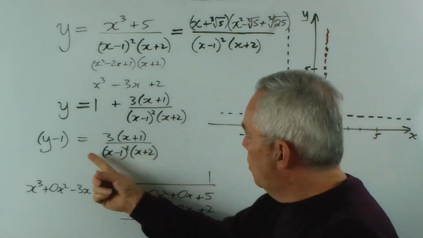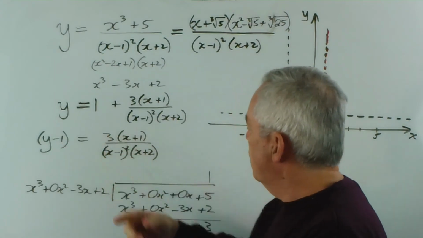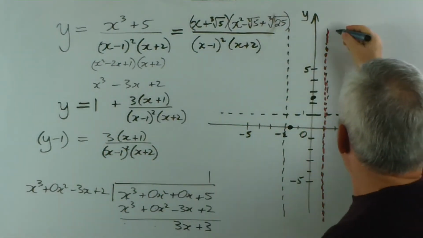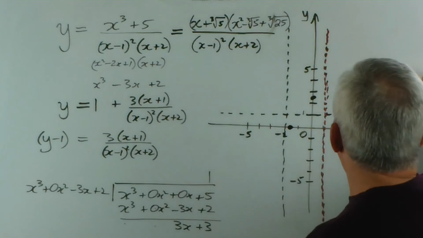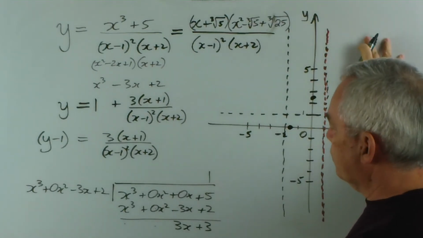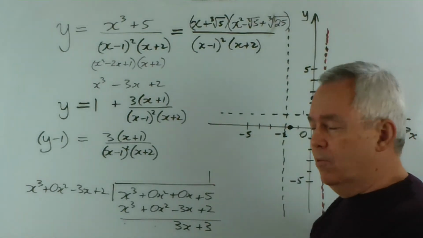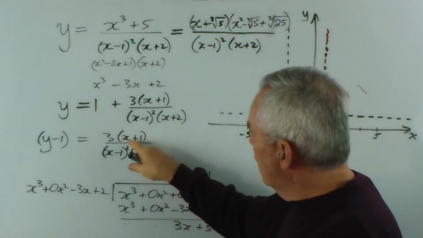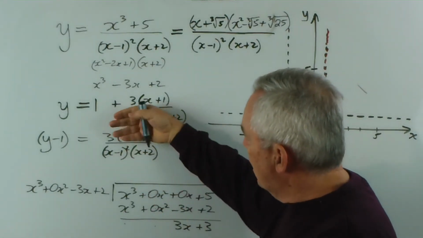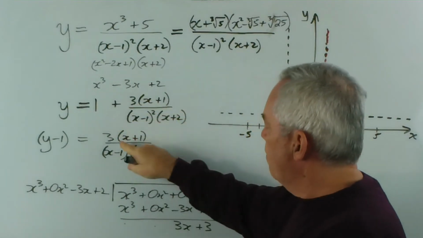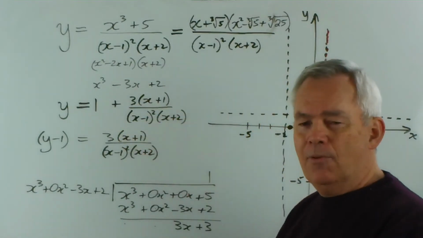One is I've got positive coefficients and a positive constant here, so I'm expecting my graph will start up in this region, in the positive area. That's the first thing I'm looking for. The second thing I'm looking for is that the top doesn't just have a constant, not just the 3. I have a linear function in x.